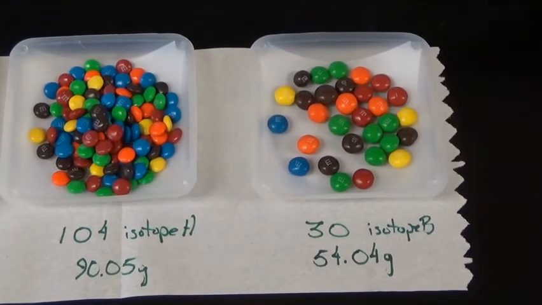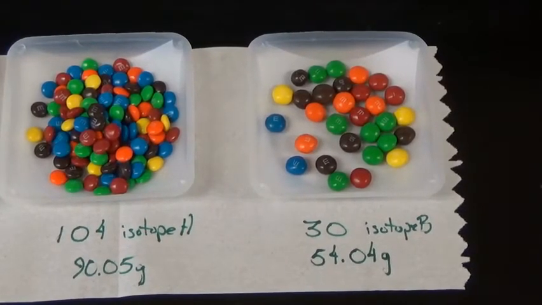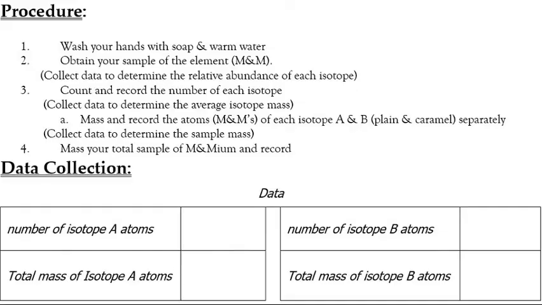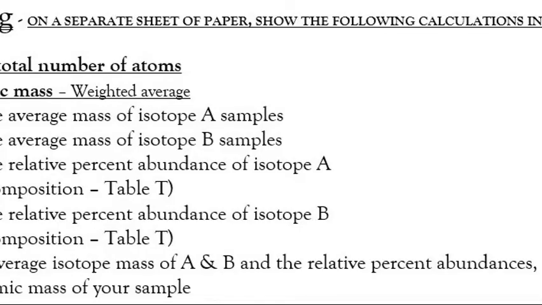Okay, so copy down your data here on the data table. Make sure you have everything you need, and let's then start processing the data. Okay, so now our data processing, we need to determine the average isotope mass. So you're going to take the total mass of isotope A, divide that by the total number of isotope A atoms. That'll be the average isotope A mass. Then you take the total mass of isotope B, divide that by the number of isotope B atoms, and that will be the average mass for isotope B.